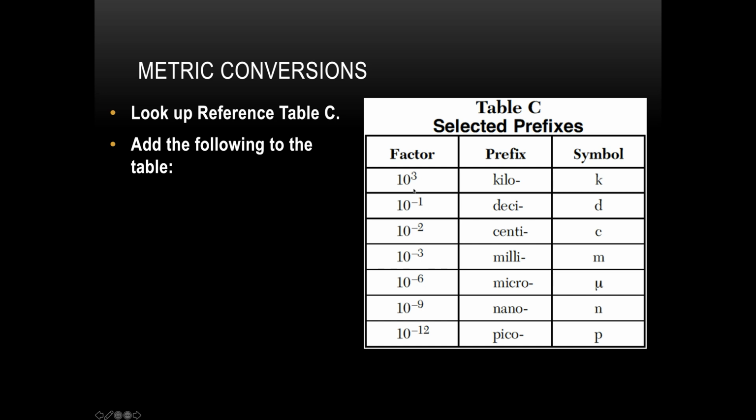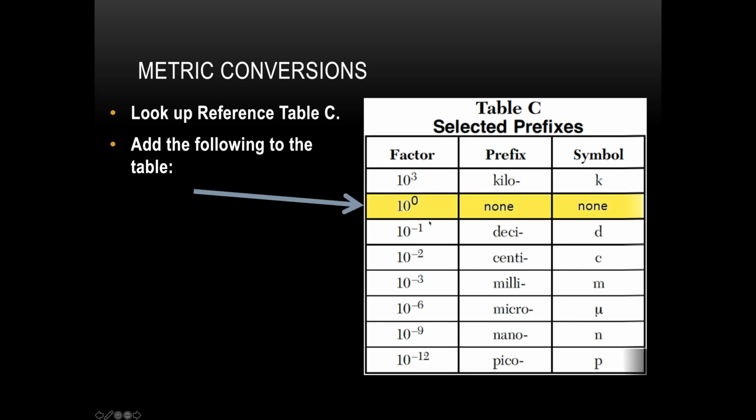In between 10 to the third and 10 to the negative first, I'd like you to add 10 to the 0th. You might just have to fit it in there. 10 to the 0th has no prefix. That would be like meters, liters, grams, no prefix, just a whole unit and no symbol. So meter without anything in front of it, or liter, or gram without anything in front of it.